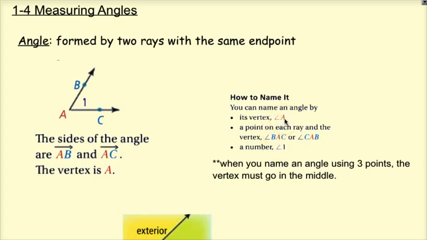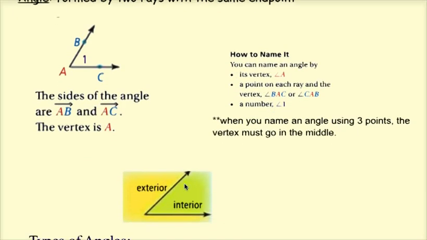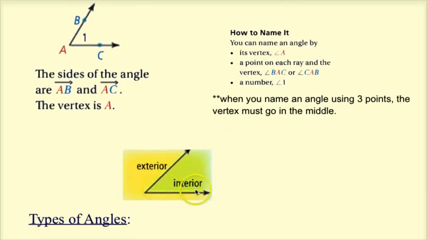Name angle A, just the vertex letter, the 3 letters, which sometimes you have to do, angle BAC or angle CAB, or if I have a number, just angle 1. So please remember, when you name an angle using the 3 points, the vertex must go in the middle of the angle. So the interior of the angle is this inside, that's shaded green right here, and the exterior of the angle is anything outside of the angle.